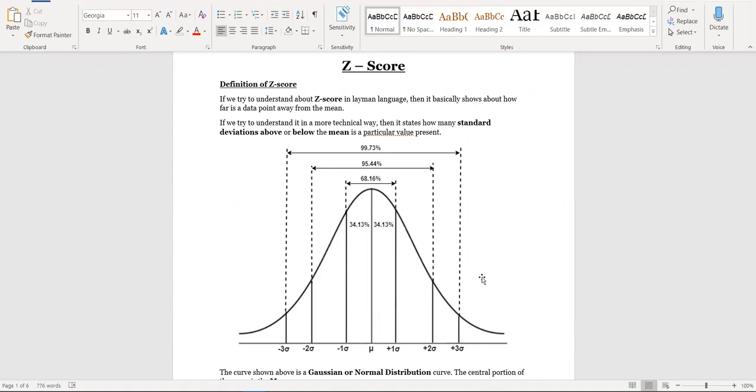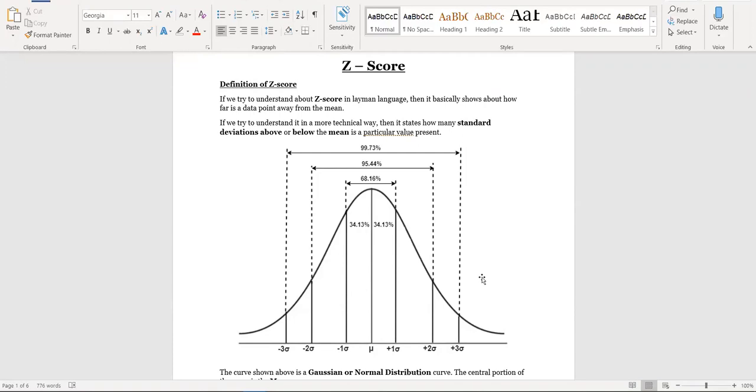So first thing that we need to know is what exactly is a z-score. If you put it in simple terms, then it basically shows how far a data point is away from the mean, right? If you put it in a more technical way, then it says how many standard deviations above or below the mean a particular data point or a particular value is.